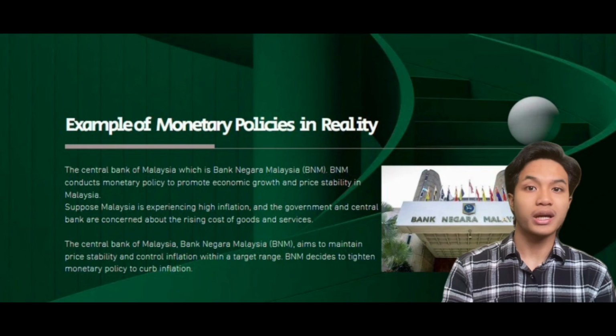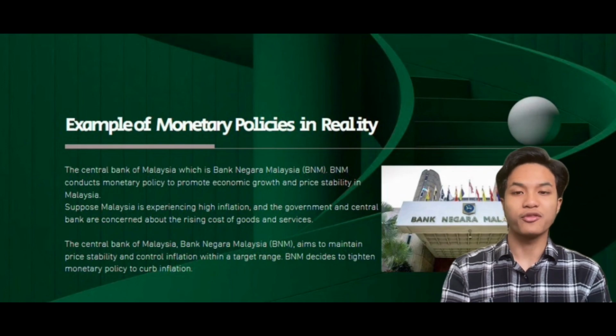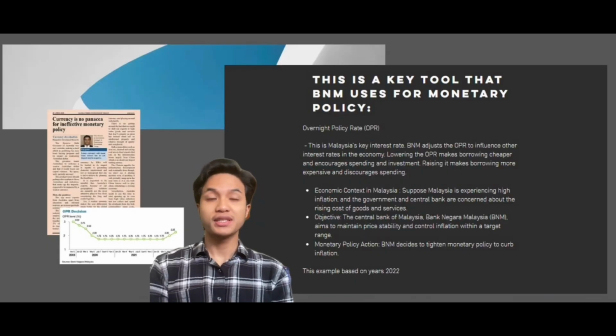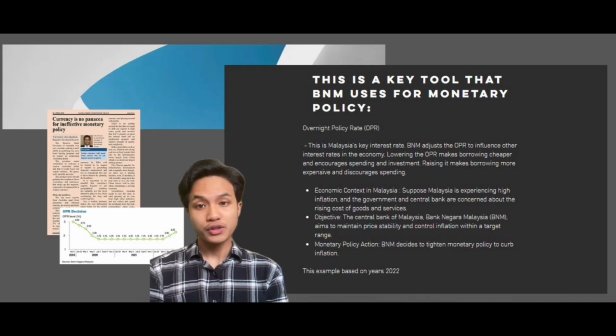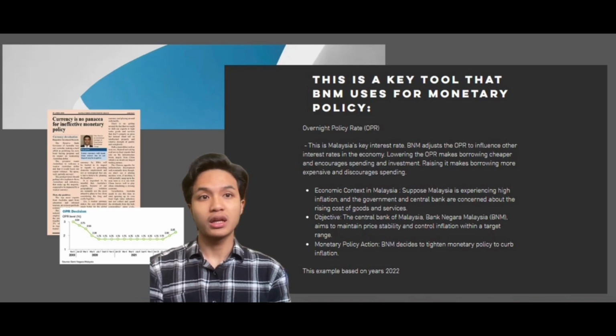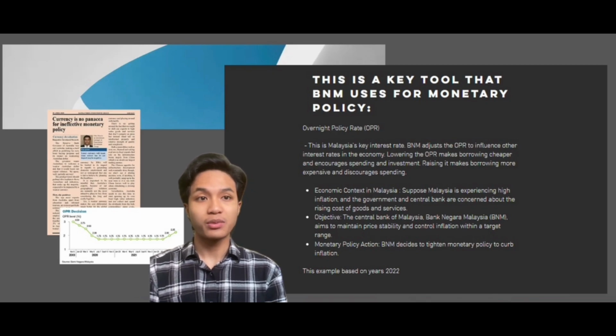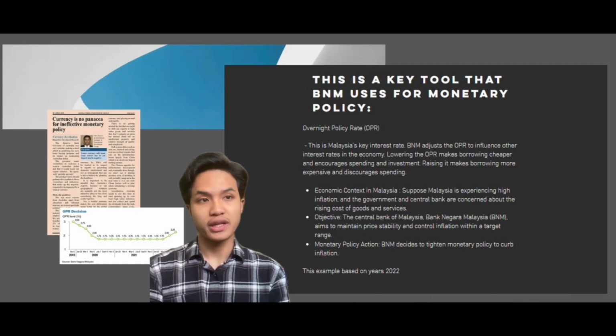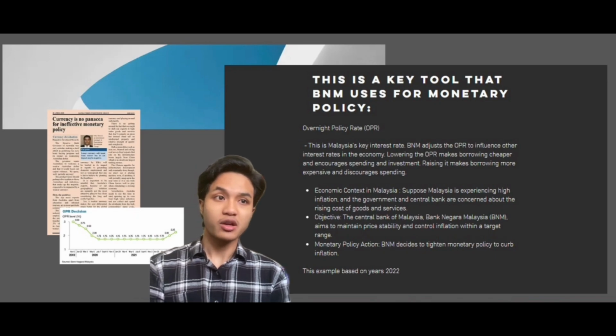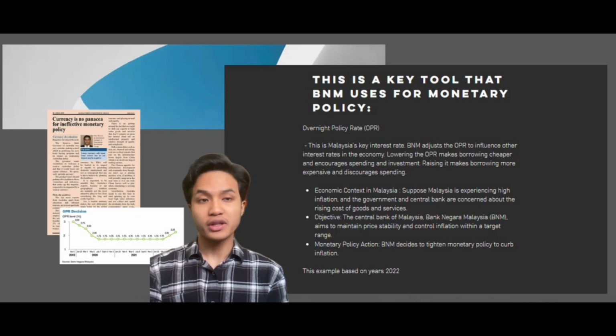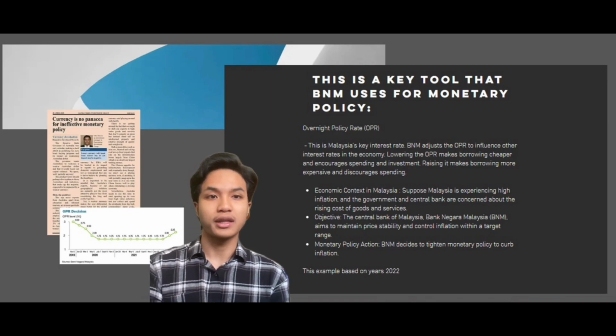BNM decides to tighten monetary policy to cut inflation. A key tool that BNM uses for monetary policy is the overnight policy rate, OPR. This is Malaysia's key interest rate. BNM adjusts the OPR to influence other interest rates in the economy. Lowering the OPR makes borrowing cheaper and encourages spending and investment. Raising it makes borrowing more expensive and discourages spending.